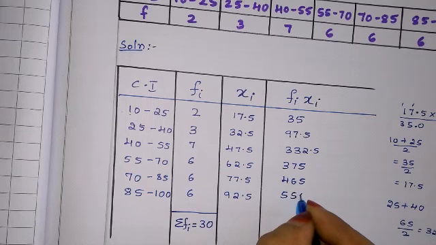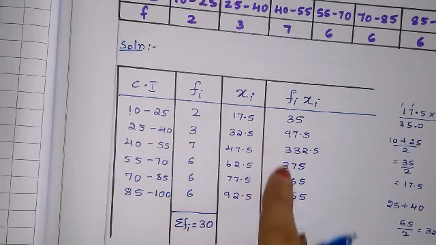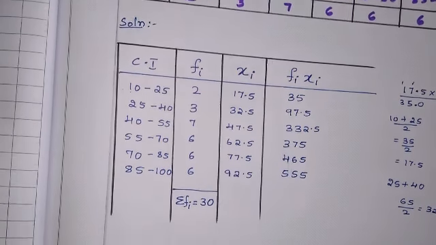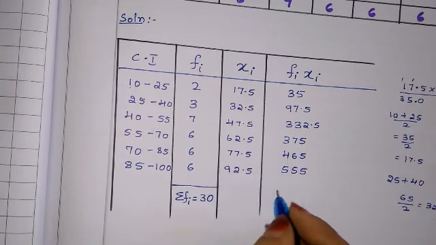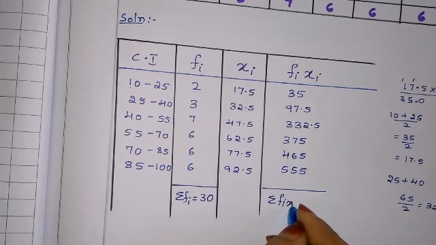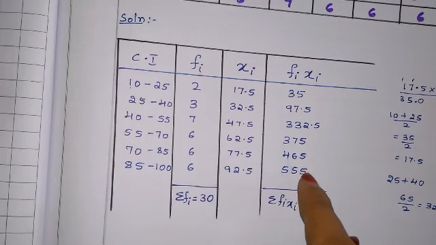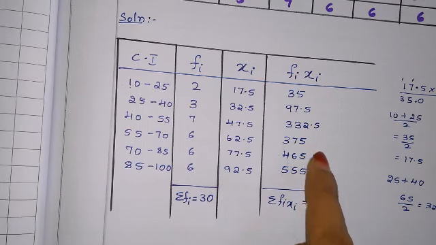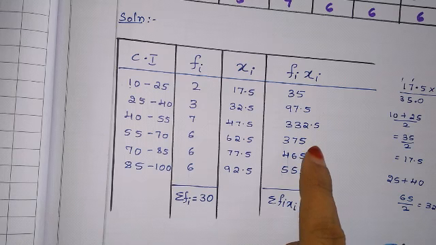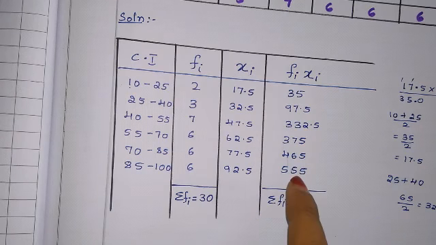This is fi xi we got. But in the formula we need sigma fi xi. What do we have to do? We have to add all these numbers. We know addition, subtraction, multiplication and division. How to add and subtract we have learned at primary level only. So we have to add all these numbers.